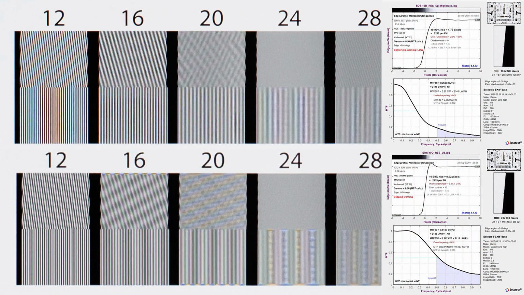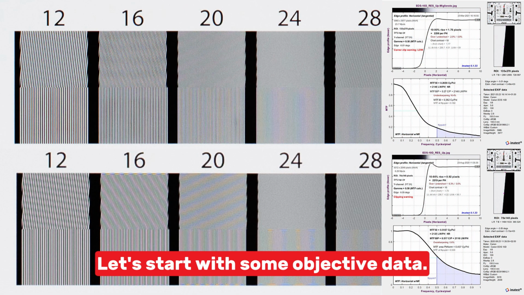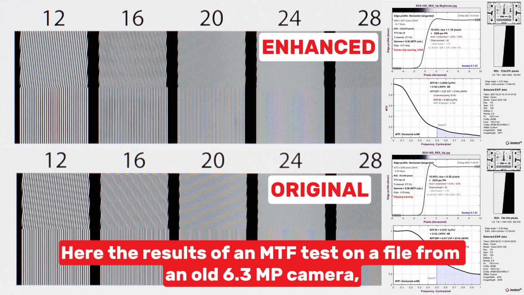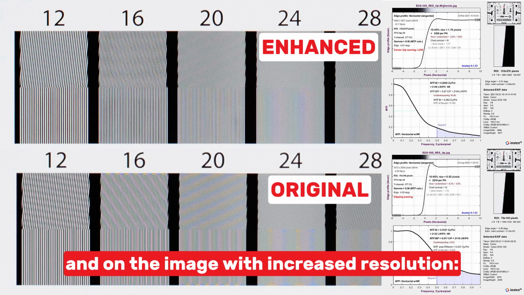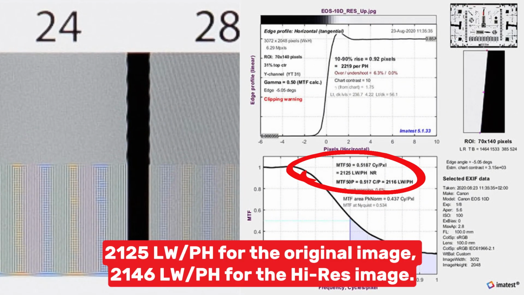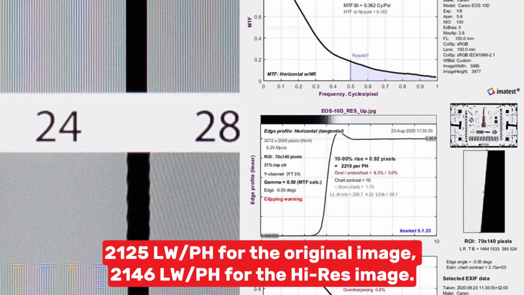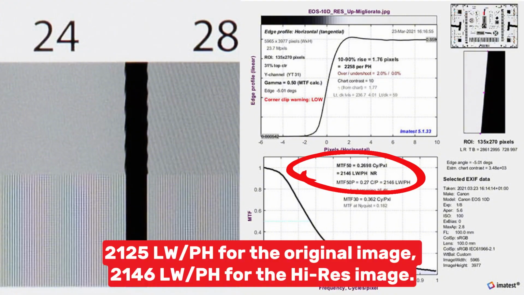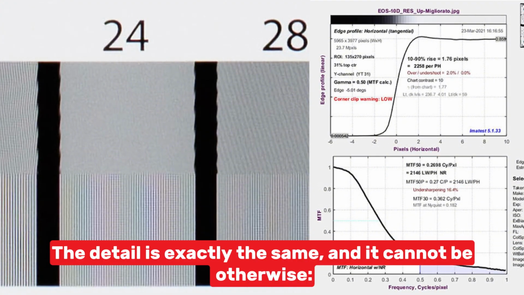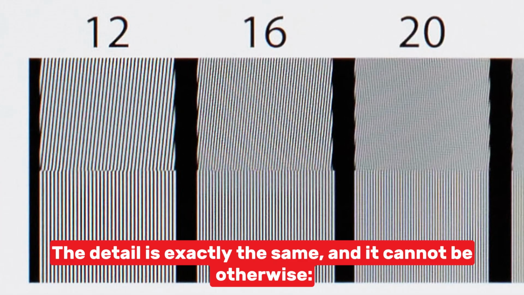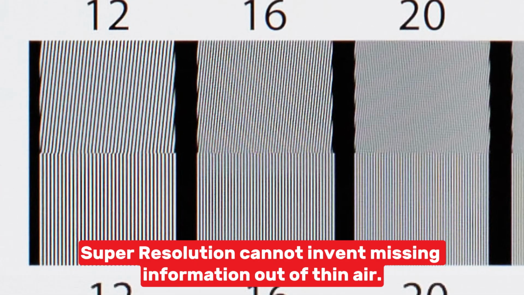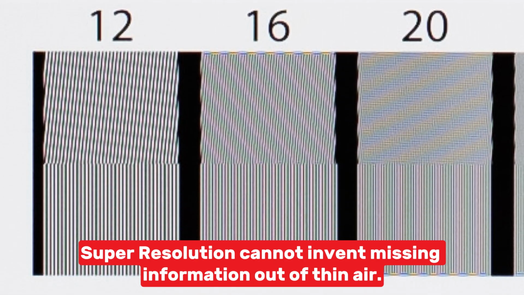How do they work? Let's start with some objective data. Here are the results of an MTF test on a file from an old 6.3 megapixels camera and on the image with increased resolution. 2125 LW/PH for the original image, 2146 LW/PH for the high-res image. The detail is exactly the same, and it cannot be otherwise. Super resolution cannot invent missing information out of thin air.